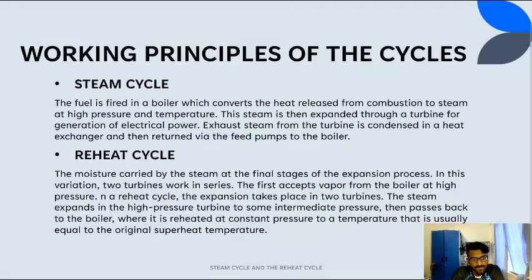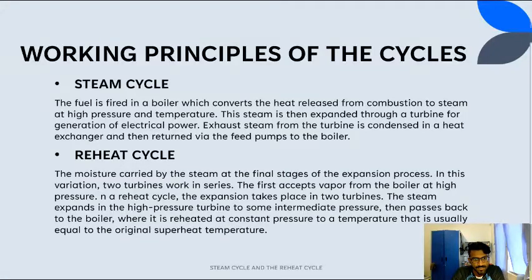The fuel is fired into a boiler, which converts the heat released from combustion to steam at a high pressure and temperature. This steam is expanded through a turbine for generation of electrical power. Exhaust steam from the turbine is condensed in a heat exchanger and then returned via the feed pumps to the boiler. Reheat cycle: the moisture carried by the steam at the final stages of the expansion process.